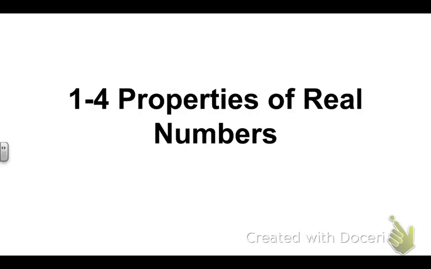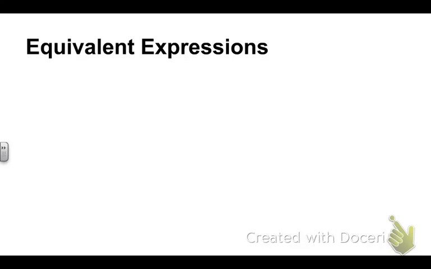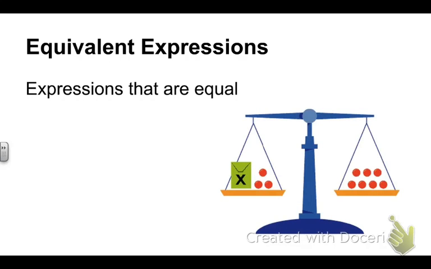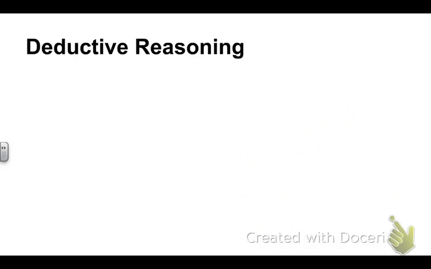Today I want to talk to you about properties of real numbers. And before we talk about properties, one of the things we need to talk about is equivalent expressions. The properties allow you to write these equivalent expressions and equations so that you can solve them. An equivalent expression is simply expressions that are equal. The left side of the equal sign is equal to the right side of the equal sign.